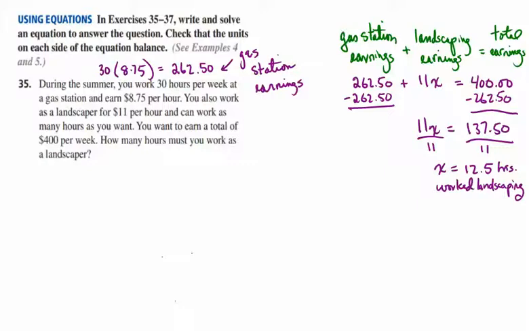Now the problem also asks us to check that the units on each side of the equation balance. Well, what do they mean by that? Well, at the gas station you worked 30 hours, so you'll have hours, and times $8.75 per hour, so you have dollars per hour.